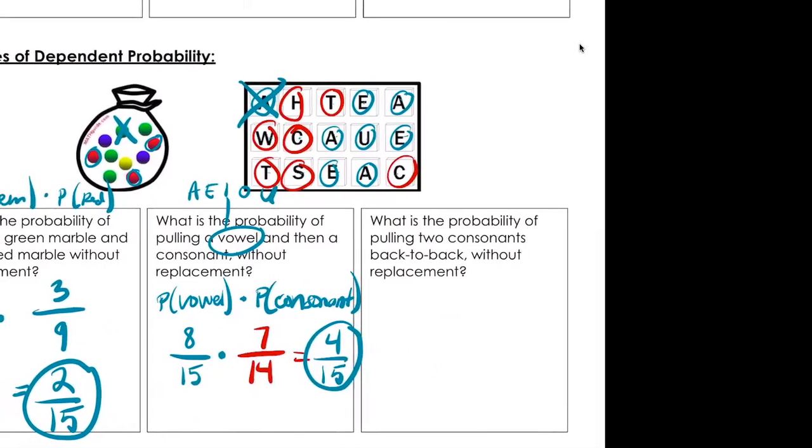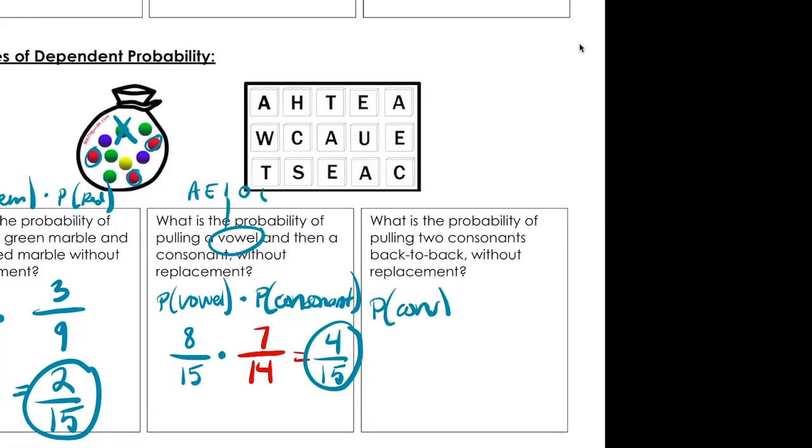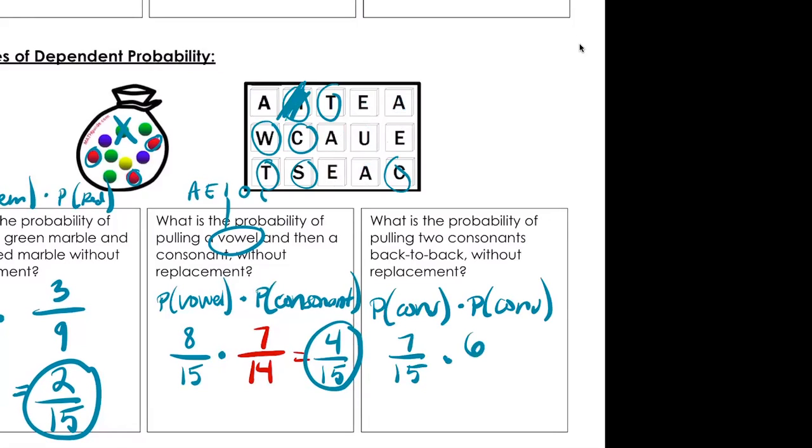Last one. What is the probability of pulling 2 consonants back to back without replacement? So we're using the same thing. I'm going to erase this so it's less confusing. Okay. So probability of consonant times the probability of another consonant. There are 7 consonants out of 15 tiles times, cross 1 out, doesn't matter which one you cross out. Now there are 6 consonants left, and there are 14 tiles left.